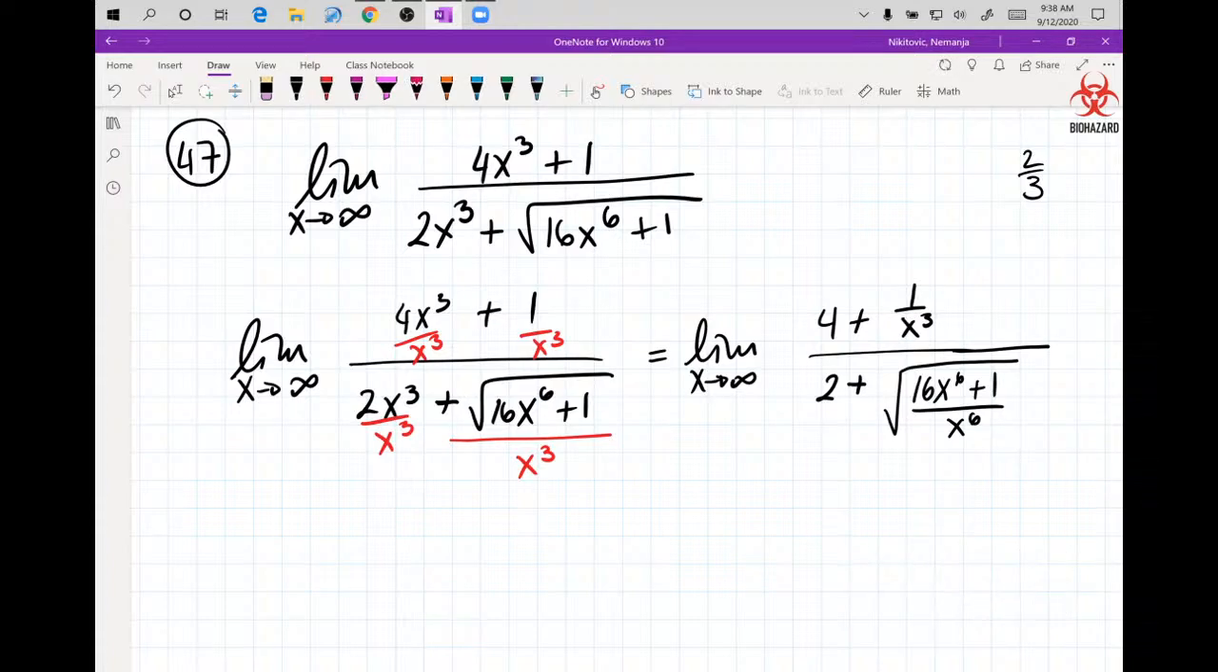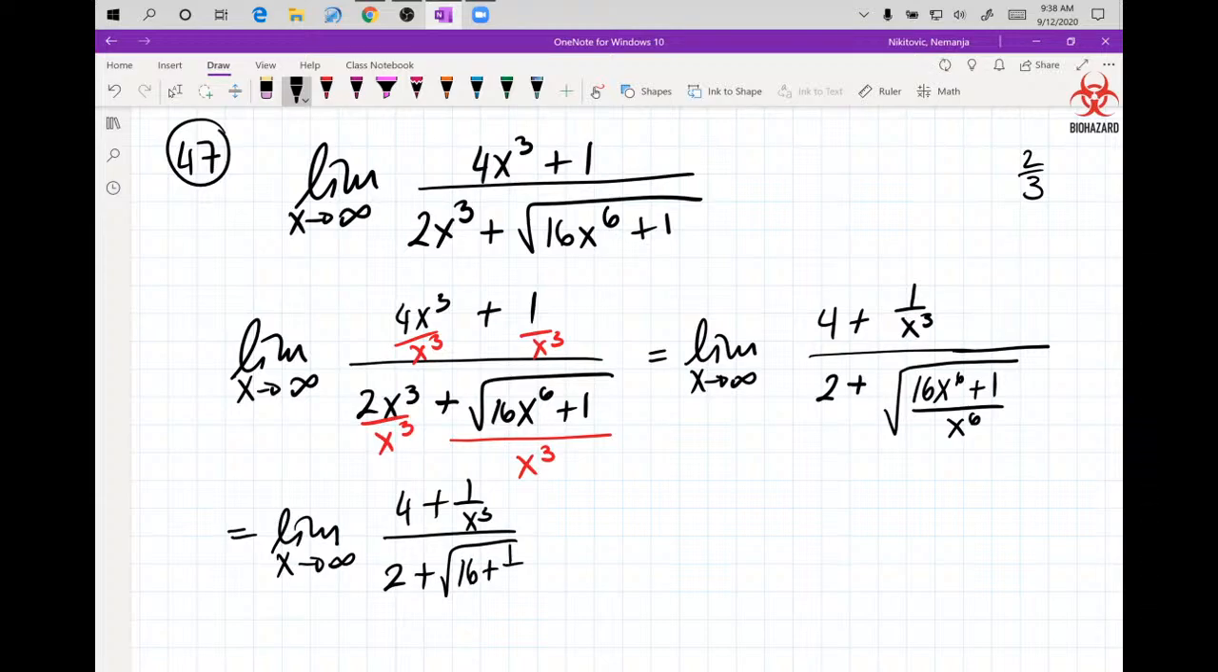So now, with that witchcraft out of the way, we have limit x goes to infinity, 4 plus 1 over x cubed divided by 2 plus square root of 16 plus 1 over x to the 6. Now, what did we say for the limit of 1 over x to the p for any positive p, right? It's going to be 0. So the whole thing becomes 4 plus 0 divided by 2 plus square root of 16 plus 0, which is 2/3 as I promised.